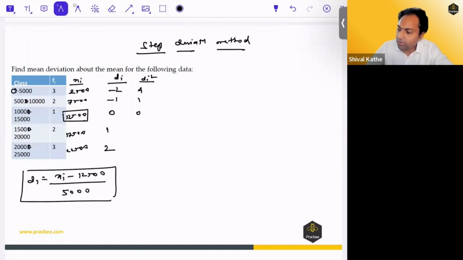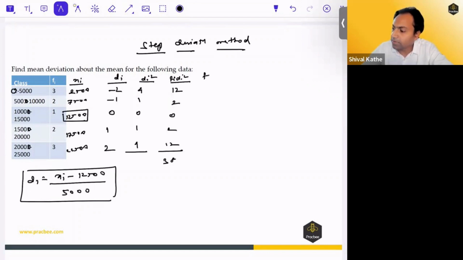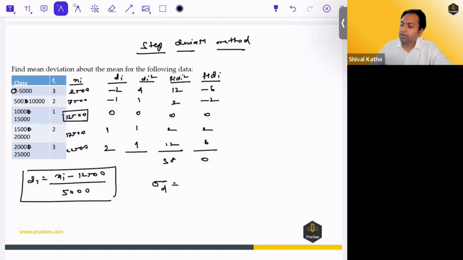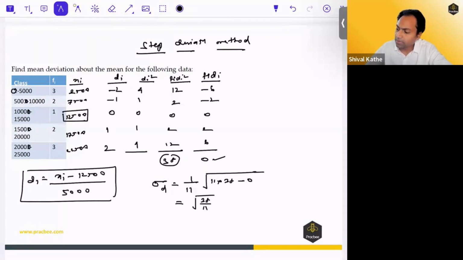So this is going to become 4, 1, 0, 1, 4. And then fi di square, that is going to become 12, 20, 2, 12. So this is nothing but 38. And if I find fi di, it is nothing but -6 ... -2026. The answer is 0. So if I find the sigma of the new variable d, it is 1 by n, that was 1 by 11, root of 11 into this part, 38, minus 0. So this came out to be root 38 by 11.